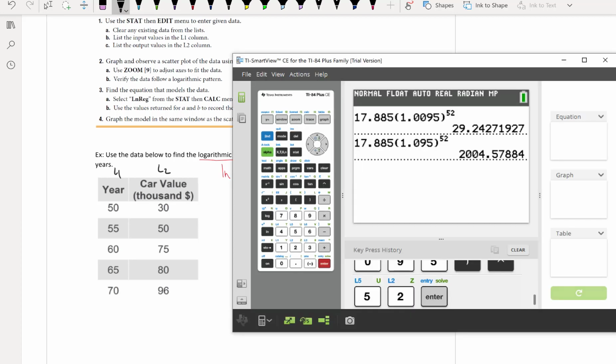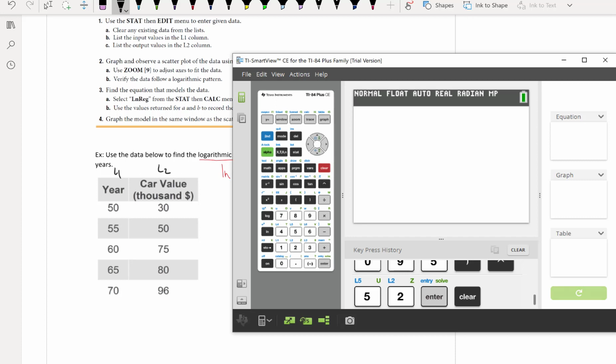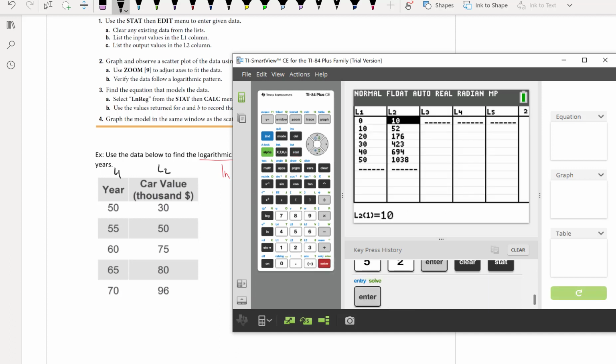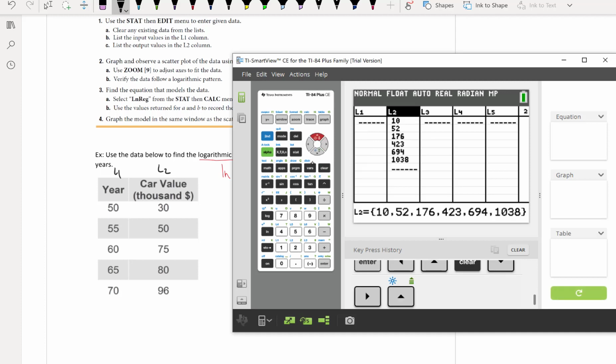So again, I'm going to use the calculator and I'm going to go ahead and clear it. So I'm going to go to my stat. I'm going to go to my edit. And now I'm going to clear these values. So I'm going to go up where I see L1, press clear, and go down. Then if I go over and do the same thing where I'm highlighted at L2, press clear, and go back down, it clears my data.